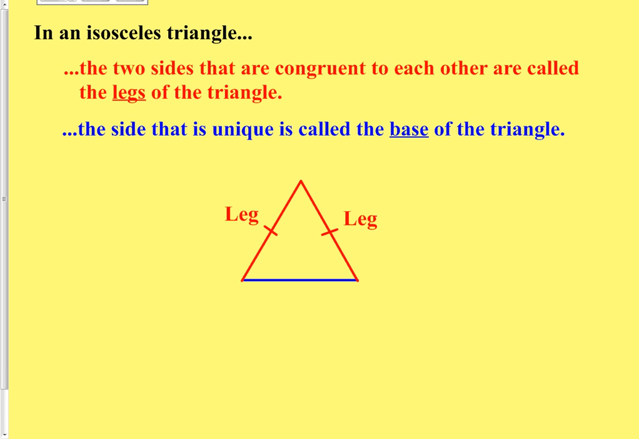The side that is different or unique is called the base of the triangle. Again, the two sides that are congruent to each other are called the legs of the triangle. The side that is unique is called the base of the triangle. So in your diagram, please add the term base along with the one side that does not have the tick marks.